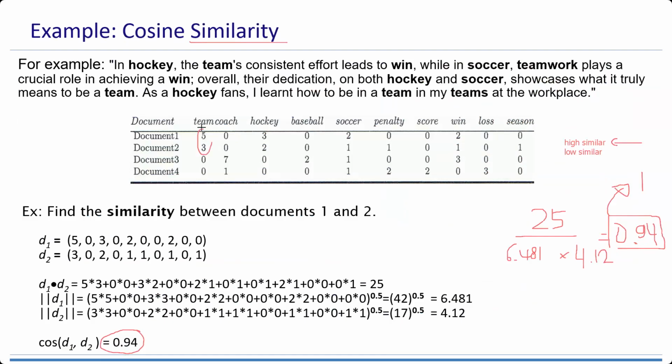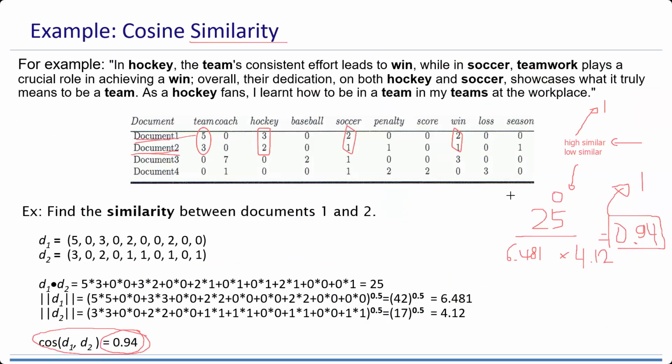Okay, there's a high similarity between the word T. There's also a high similarity between the word T. And also there's a high similarity between the word soccer. And there's a high similarity between the word win. So we can say that those two documents are highly similar. If low similar, it means the value is closer to 0. So high similar, the value is closer to 1. So using this data, I can say that document 1 and document 2 are highly similar.